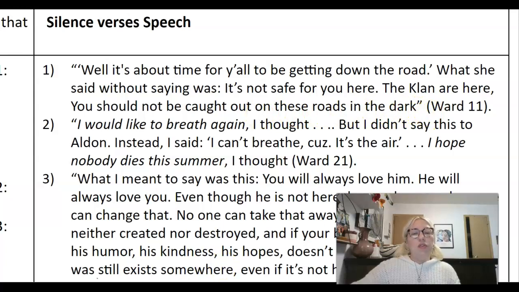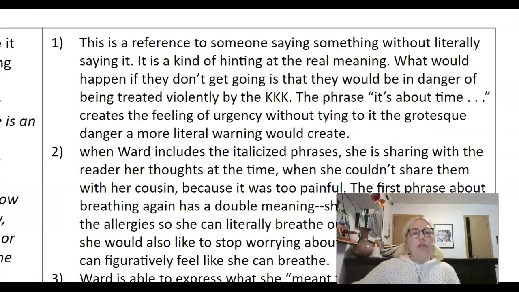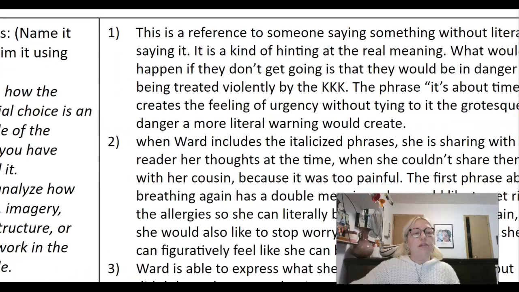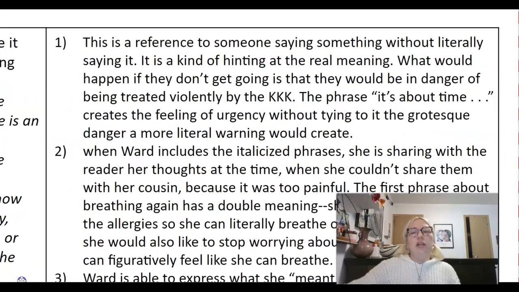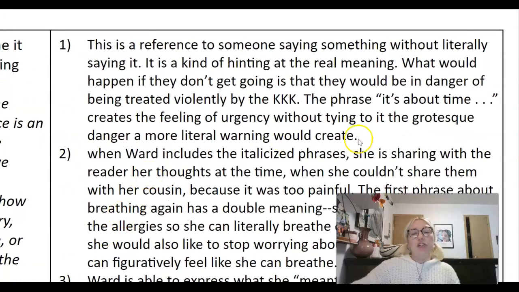If you go to the next frame, you'll see the analysis portion. So the analysis is where you are to name it and claim it, right? And use something having to do with diction. So what she is doing here is explaining why the example that she just gave is an example of silence versus speech. And so she says this is a reference to someone saying something without literally saying it. It is a kind of hinting at the real meaning.